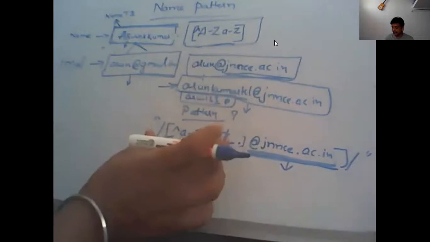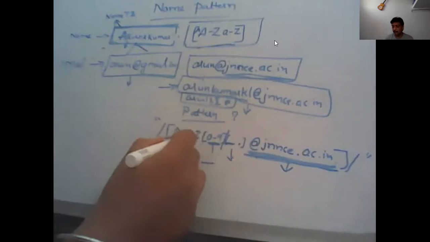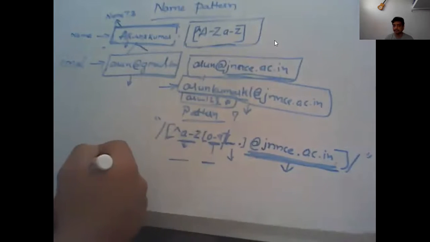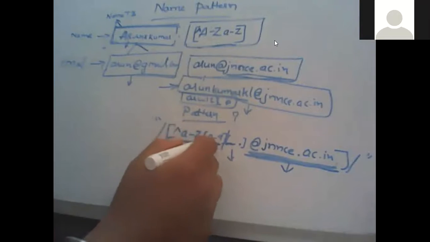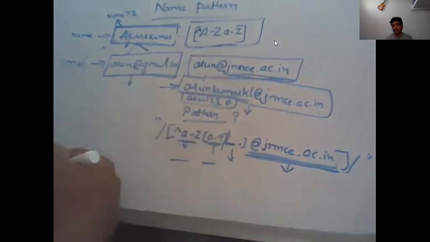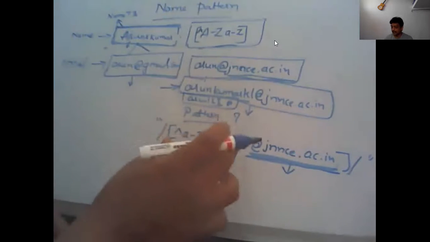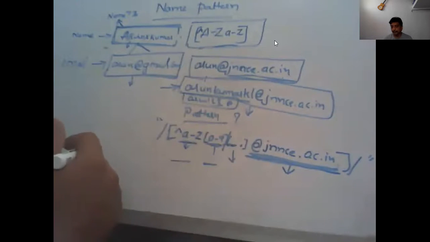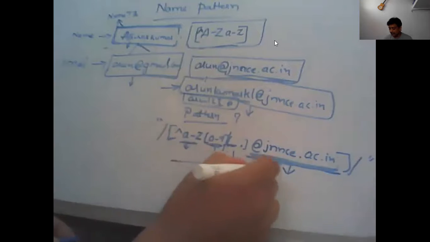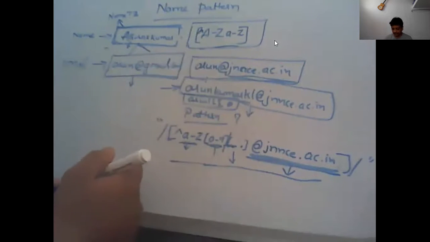That will become an invalid email ID of JNNC students or staff. Here, what are the patterns? What are the possible combinations we have? We have the possible combinations of characters from A to Z, or else they may have the numbers from 0 to 9, or else they may have the special characters like underscore or dot in the email name or email ID. So this is what the pattern is for the email ID of a JNNC student or staff. Clear?